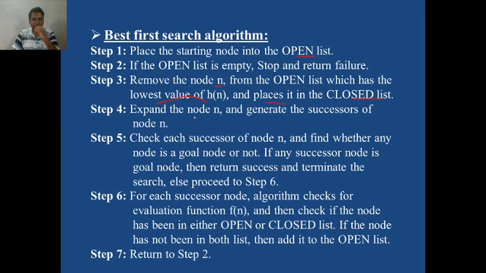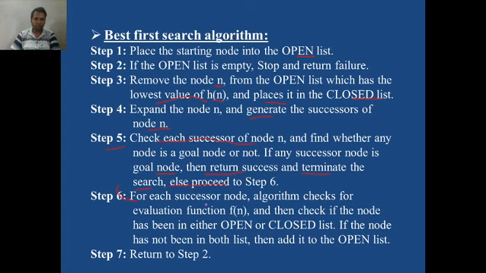Then expand node n in the next iteration. That means the next step is to expand node n which has less cost and generate the successors of node n. Now next step, check each successor node of n to find whether any node is the goal node or not. If any successor node is the goal node, then return success and terminate the search, else proceed to step 6.